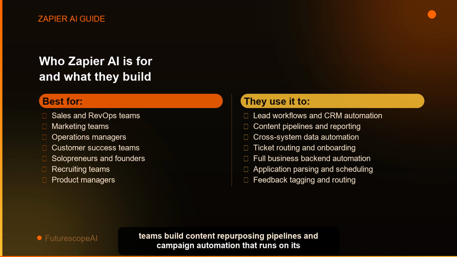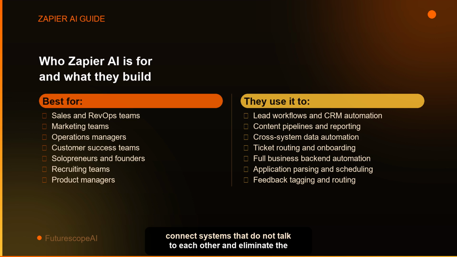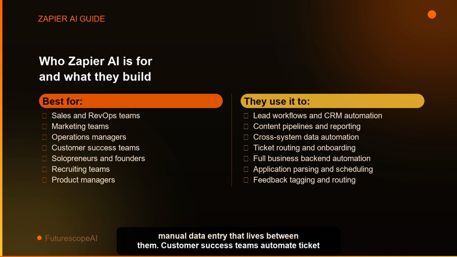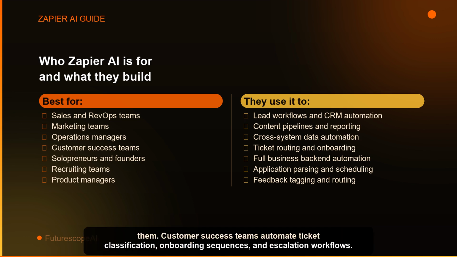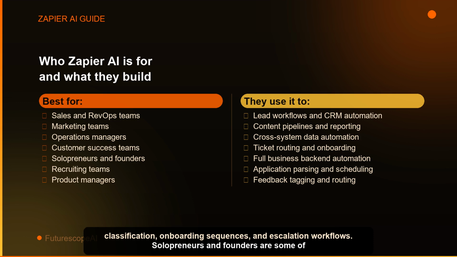Marketing teams build content repurposing pipelines and campaign automation that runs on its own. Operations managers use Zapier to connect systems that do not talk to each other and eliminate the manual data entry that lives between them. Customer success teams automate ticket classification, onboarding sequences, and escalation workflows.